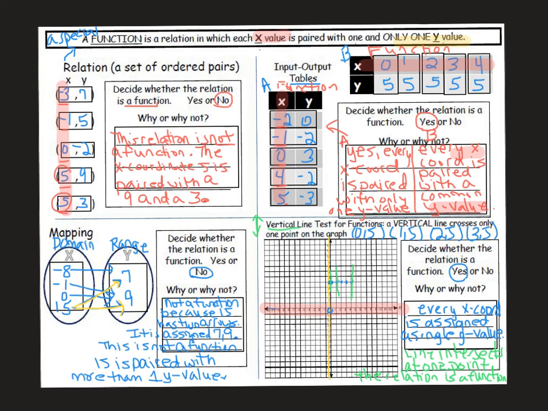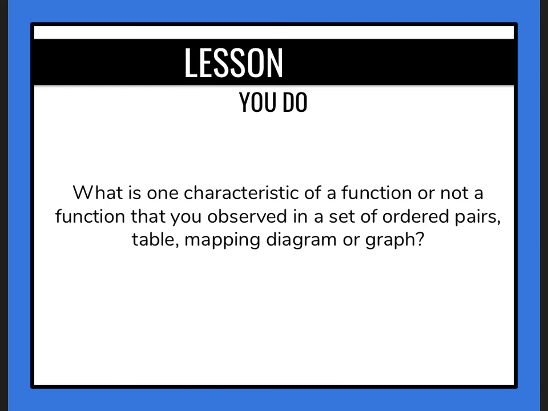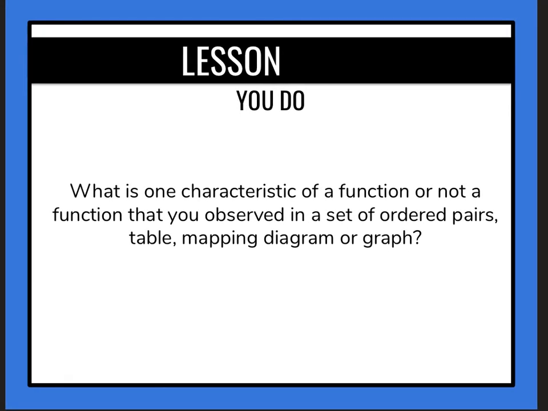So we were able today to see how a relation can be looked at in a set of ordered pairs, an input-output table, a mapping diagram, and a graph. I want you to think about, what is one characteristic of a function that you observed, or something that's not a function that you observed, either in a set of ordered pairs, in a table, in a mapping diagram, or in a graph. What is something that you noticed of what a function was versus not a function? So you may have to answer that question with your teacher tomorrow or in a discussion question in Schoology.